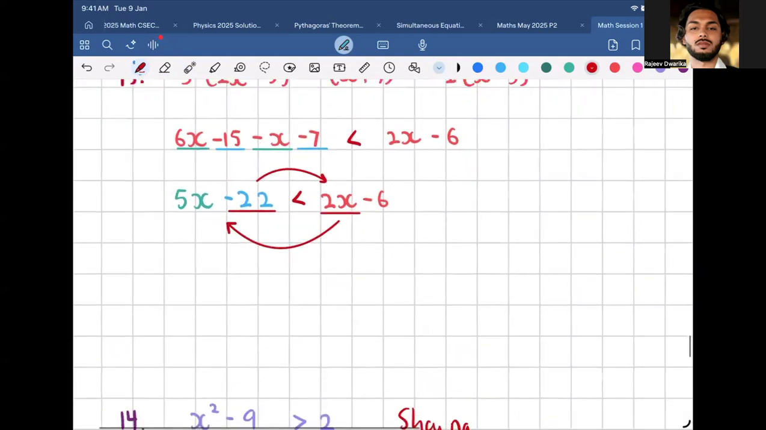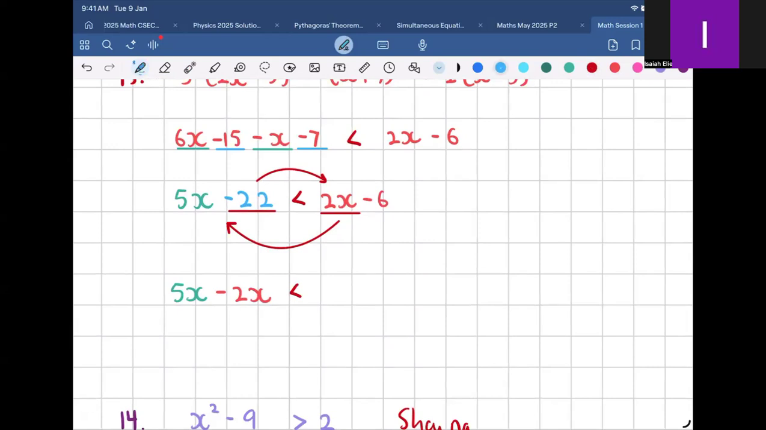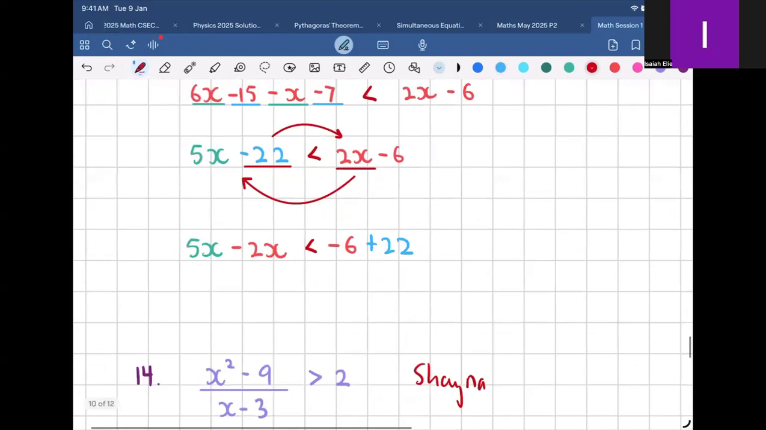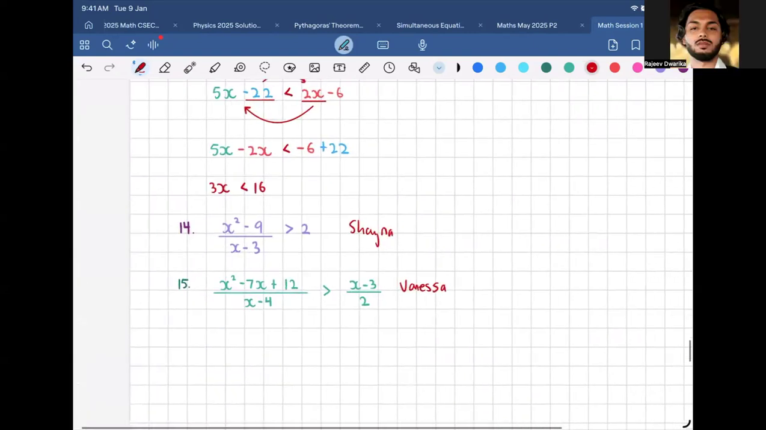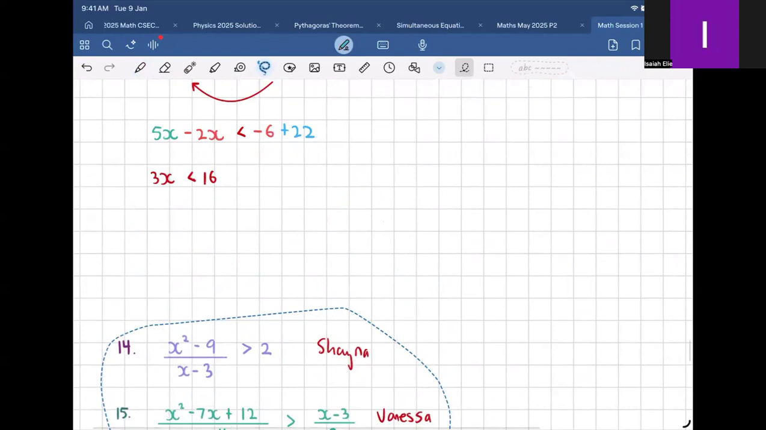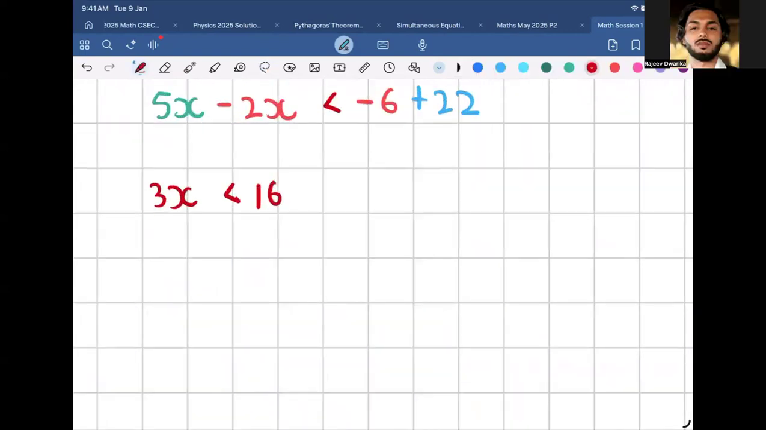So what am I going to end up with? 5x subtract 2x is less than negative 6 plus 22. What's going to be there on your right-hand side? Minus 6 plus 22. To be 3x is less than 16. Right, 3x is less than 16. x is 16 on 3. Yep. So we divide both sides by 3.